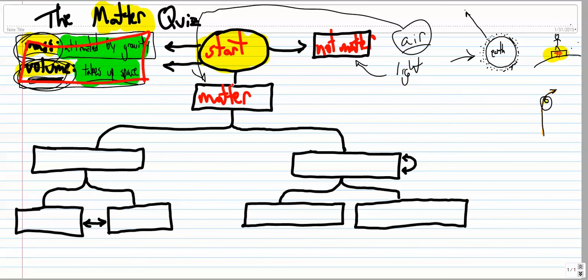So there's two categories of matter. They are pure substances, and they are mixtures. So let's start over here on the pure substances side. Anything that is a pure substance has a formula. Two categories of pure substances. One of them is elements, and the other one is compounds.